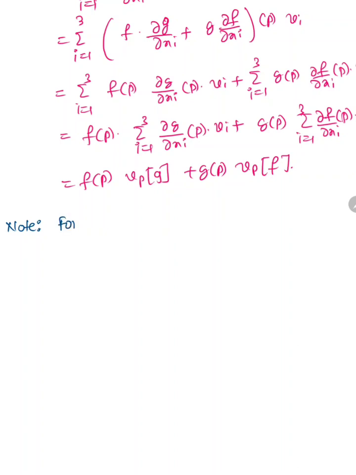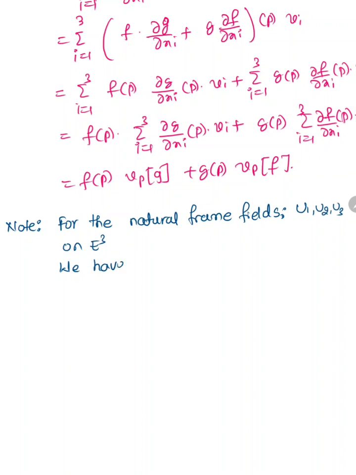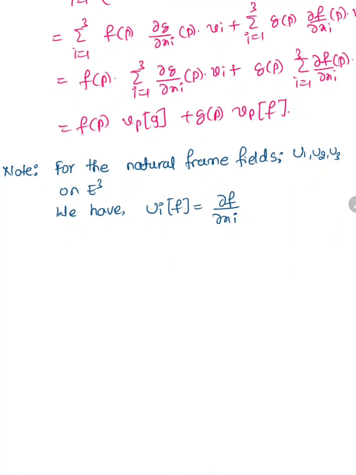For the natural frame fields U1, U2, U3 on E3, we have Ui of f is equal to dou f by dou xi. So we will see how this can be.